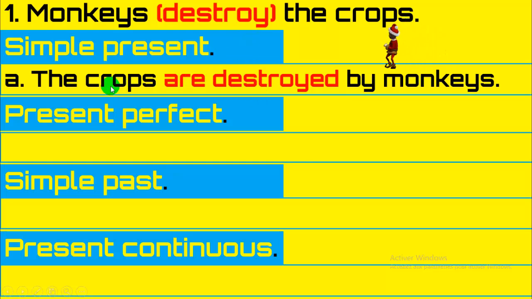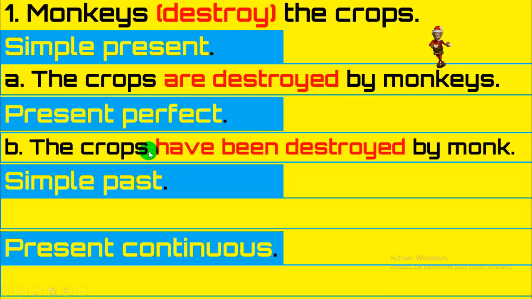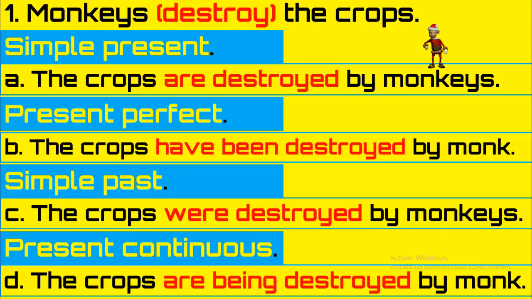So, the crops are destroyed by monkeys. Present perfect. To be in the present perfect, have been. Past participle, destroyed by monkeys. Simple past. To be in the simple past, were or was. The crops were destroyed by monkeys. Present continuous. To be in the present continuous, the crops are being destroyed by monkeys.